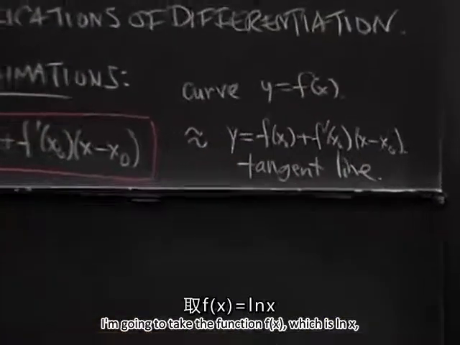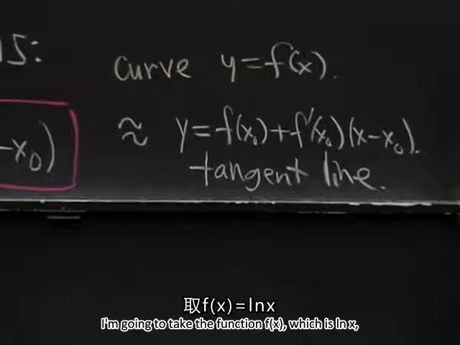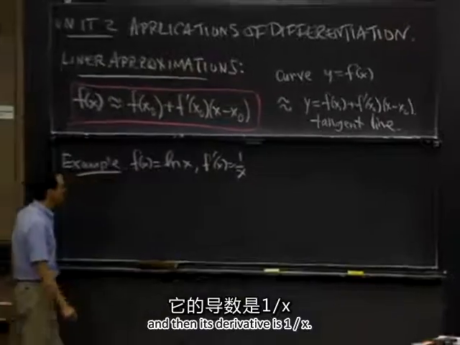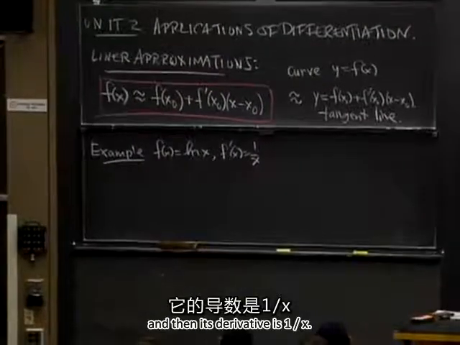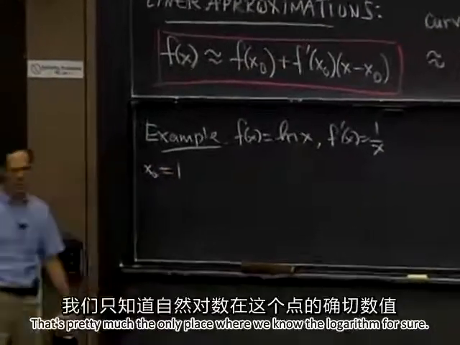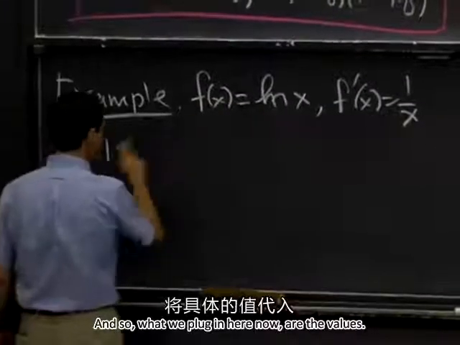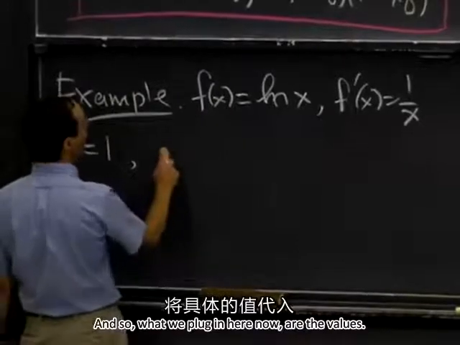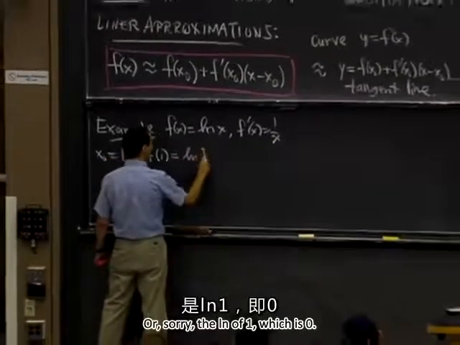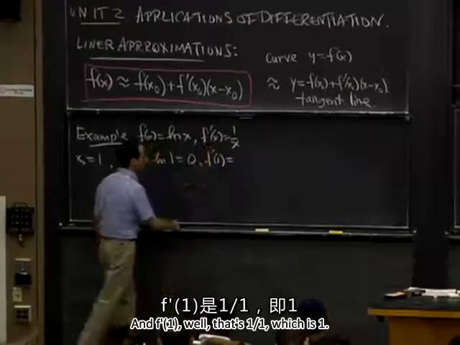I'm going to take the function f of x, which is log x, and then its derivative is 1 over x. And so let's take the base point x0 is equal to 1. That's pretty much the only place where we know the logarithm for sure. And so what we plug in here now are the values. So f of 1 is the log of 1, which is 0. And f prime of 1, well, that's 1 over 1, which is 1.